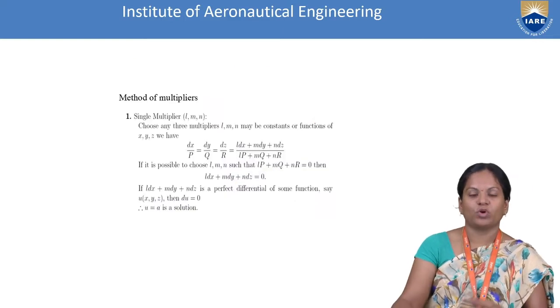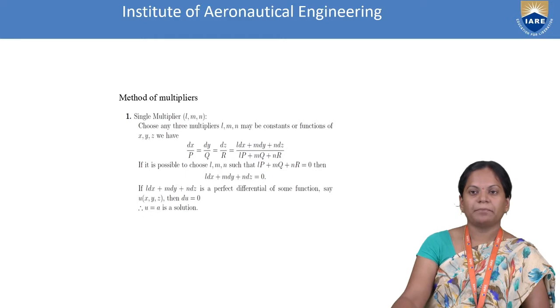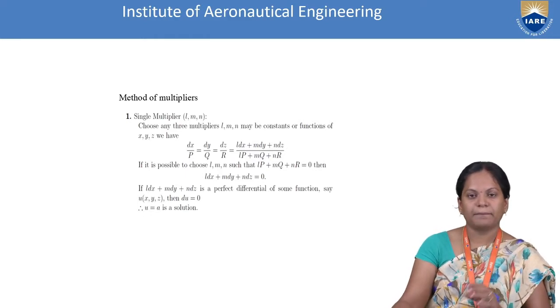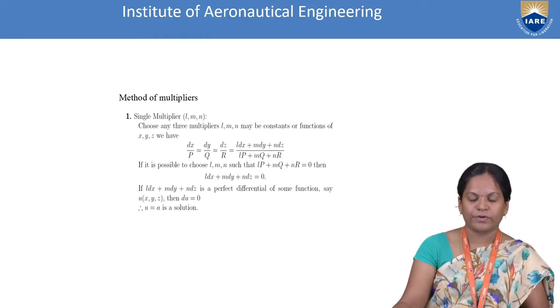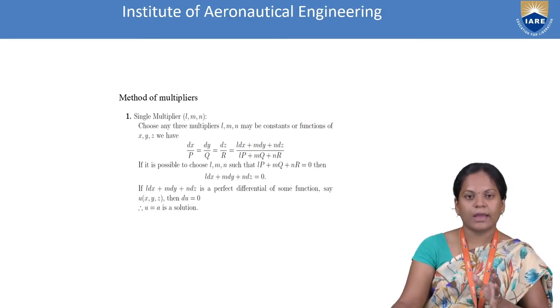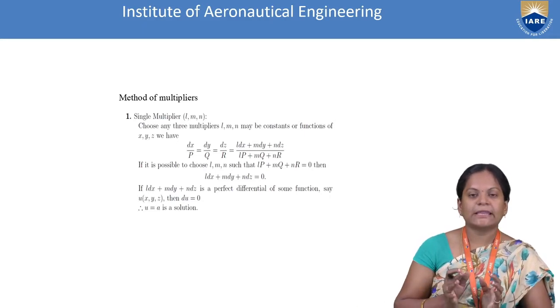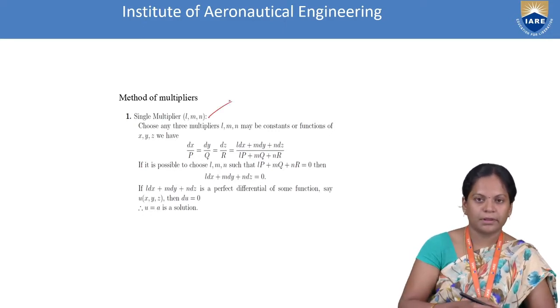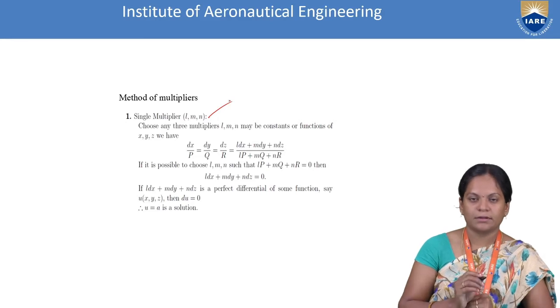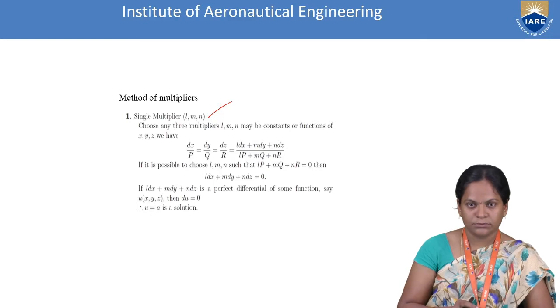Method of multipliers. What are the multipliers? Suppose I am taking l, m, n. l, m, n are either functions of x, y, z, or sometimes constants, or sometimes zeros, whatever it is. So l, m, n are what we call multipliers. Choose any three multipliers l, m, n, which may be constants or functions of x, y, z. Small l, small m, small n are the multipliers throughout this topic.